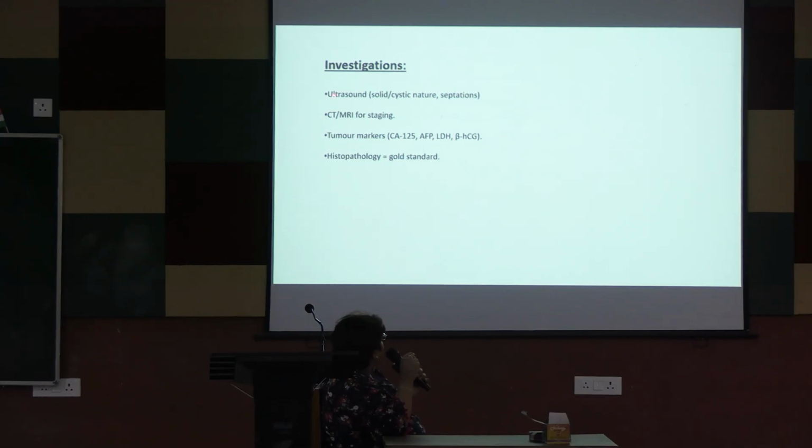Investigations of choice: you will do an ultrasound, and with the ultrasound you can find the solid or cystic nature of the tumor, and the septations if present. CT or MRI, you do it for staging. Tumor markers: CA125, AFP, LDH, beta HCG. These are the tumor markers for ovarian tumor. Serum tumor markers, you will see increased amounts of these products in the serum. And always histopathology followed by IHC is the gold standard of diagnosis.